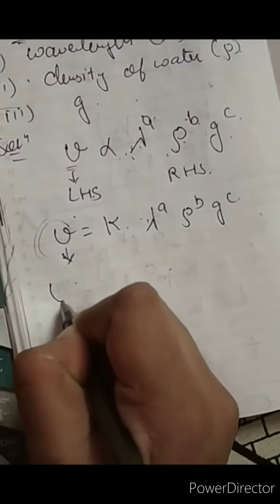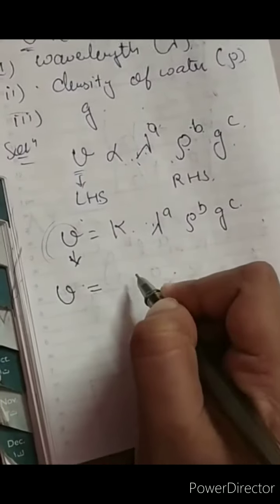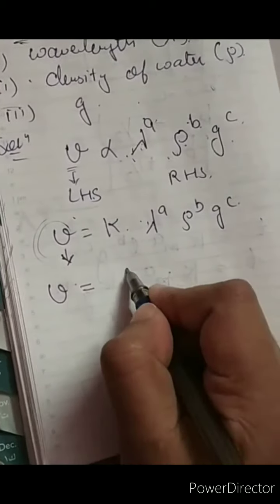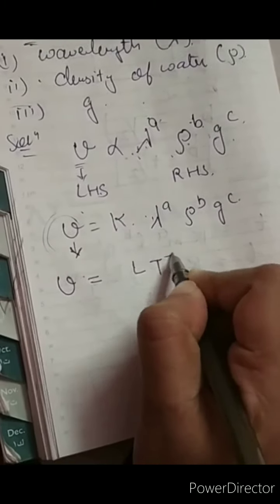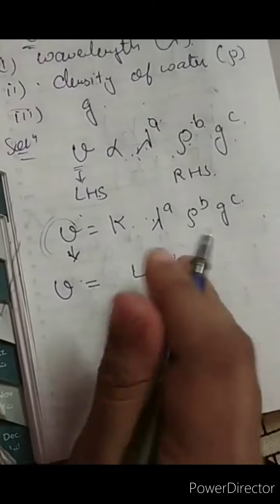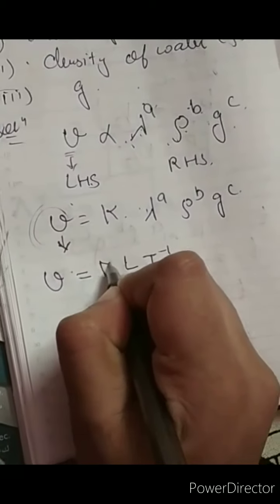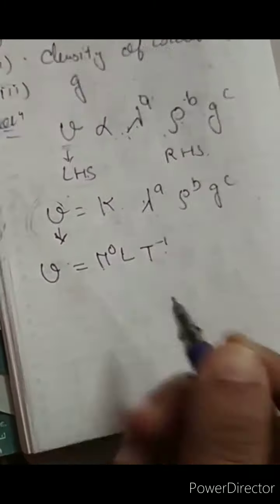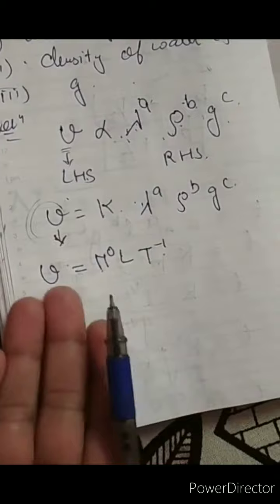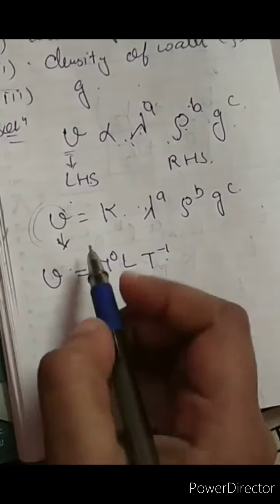Same thing. What is velocity? Velocity is displacement upon time. Displacement is L and time is T, so T inverse. I already derived all these things in my previous part, so please check it out. And if M is not here, can I write M to the power 0? It doesn't make any difference. It is 1. I just want to write it in MLT form.